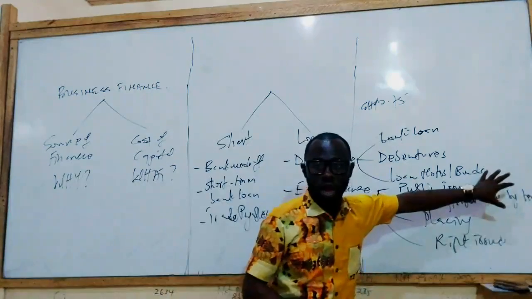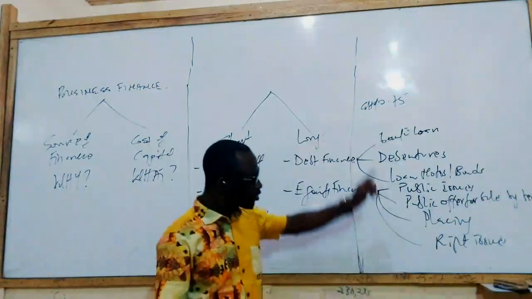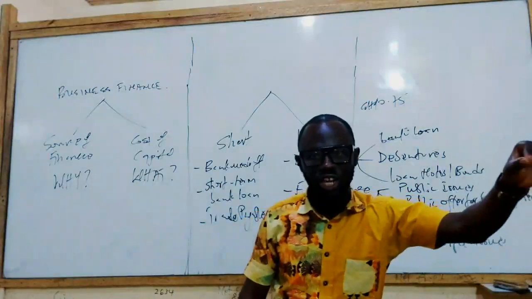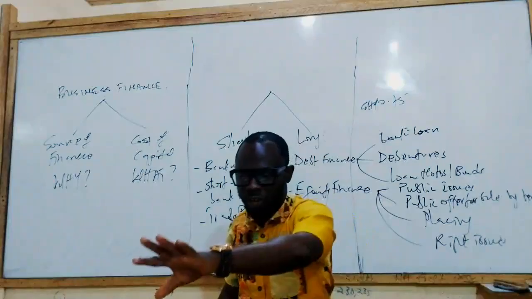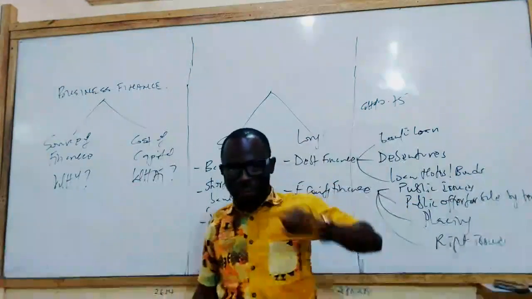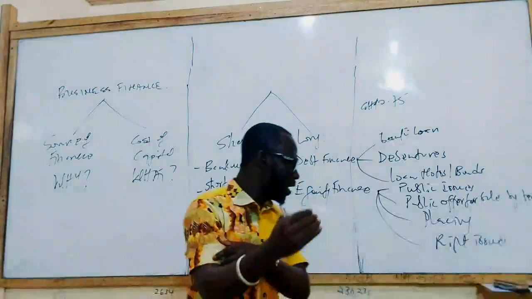So public issue, what are we saying? The entity issues the shares at a fixed price. Public offer for sale by tender: the company issues the shares but at no fixed price. Rather, the buyers are required to make a bid, and then the shares will be issued to the highest bidder.